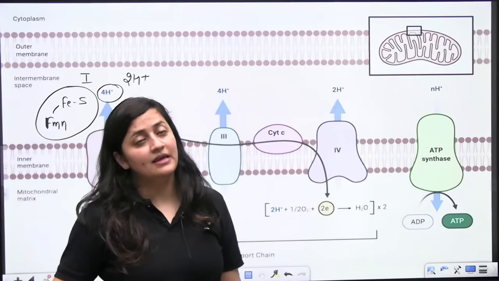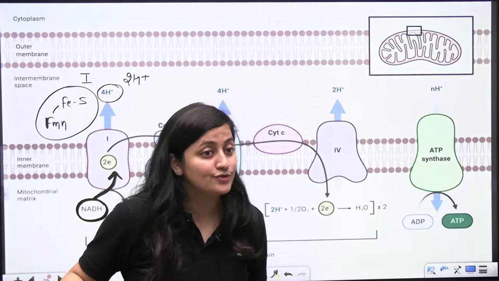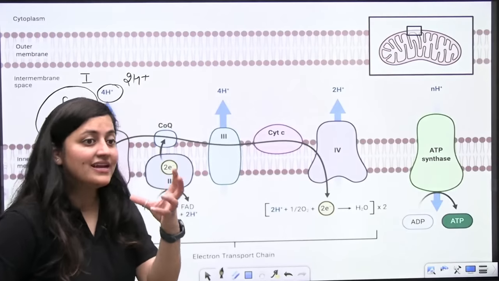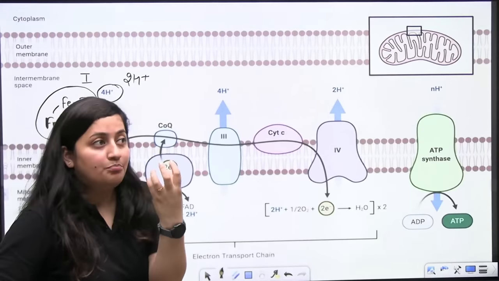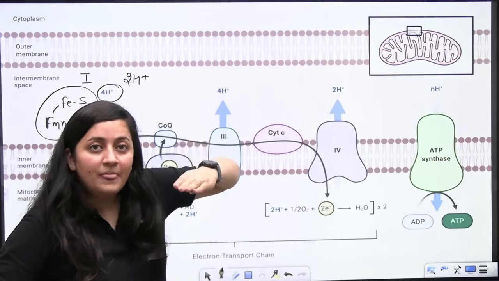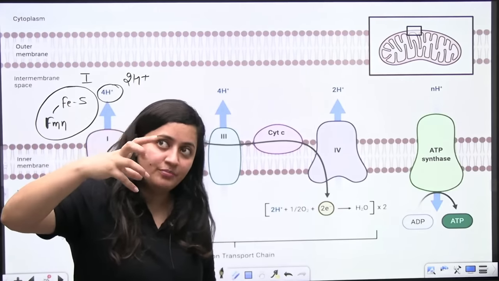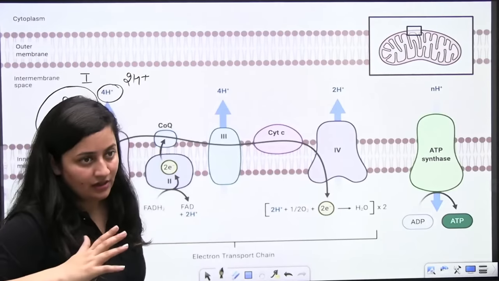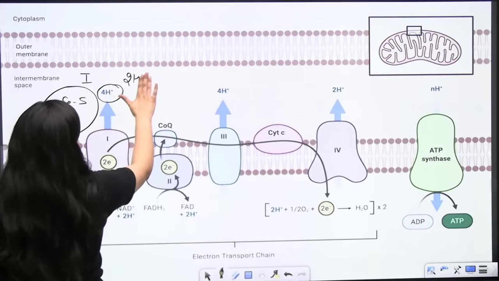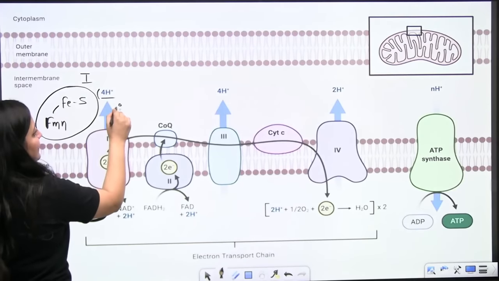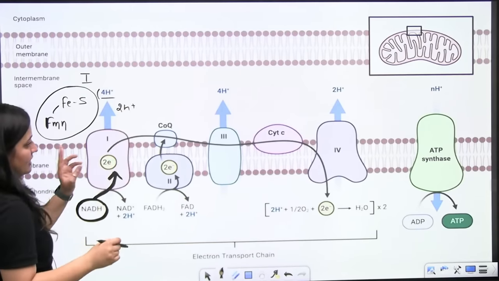I know you must be thinking, ma'am, here it is not 2H plus, it is 4H plus, because we even count the protons which are pumped by FADH2. Meaning, even when FADH2 passes the electrons, energy will be generated, and even that is going to pump out some protons. So here, as of now, do not focus on this 4H plus. I'll tell you the reason. Let's say 2H plus only.